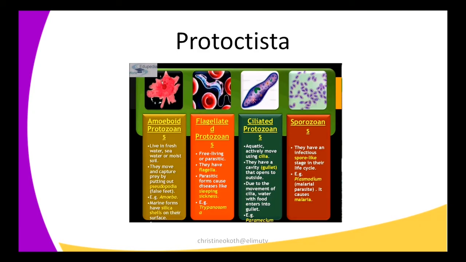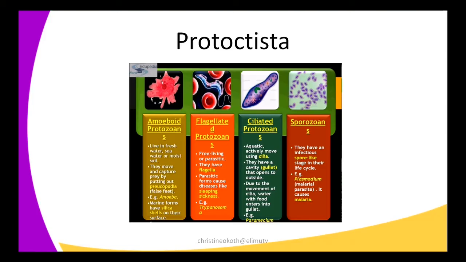Then we have the ciliated protozoans. These ones are aquatic. They actively move using the cilia. Cilia are like projections around the organisms, very small. They are hair-like structures. They help them in the process of movement. So due to the movement of cilia, water with food enters into the gullet. An example of this, we have the paramecium.